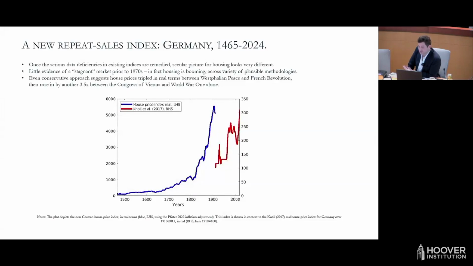In real terms, residential house prices go up by a factor of 10 to 15 over these centuries. They go up by a factor of 3.5 alone between the Congress of Vienna in 1820 and World War I. And that suggests that this idea that we had these stagnant, pretty boring global housing markets prior to the 1970s or so is a feature of the particular data sample that we have constructed so far.